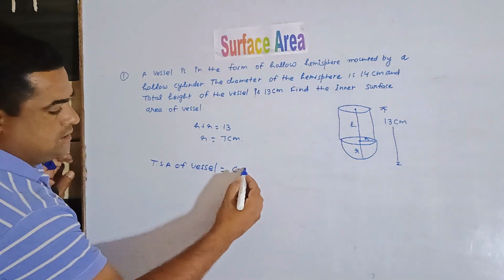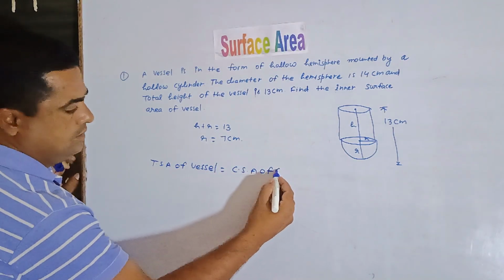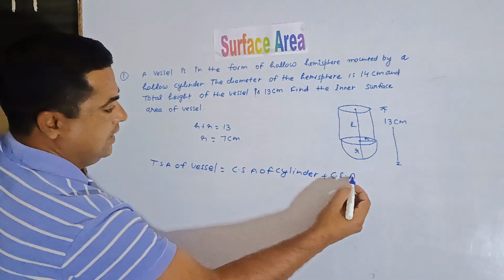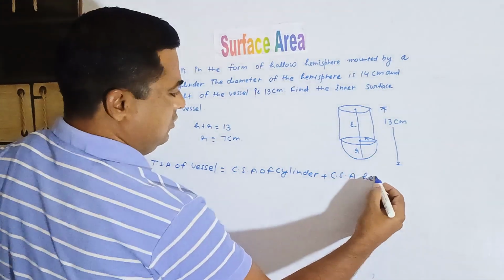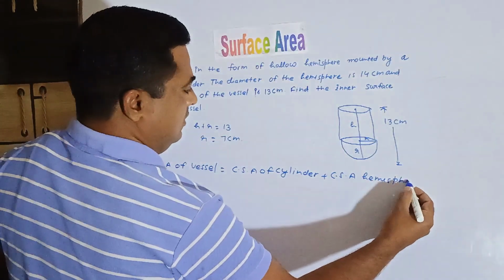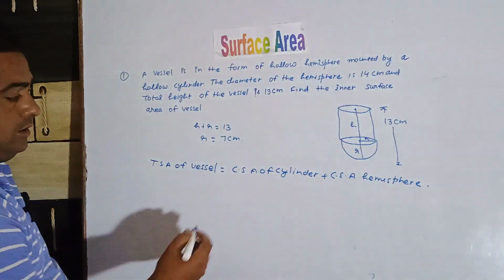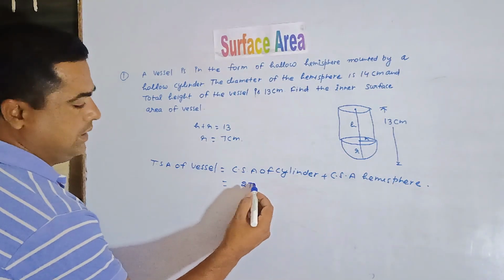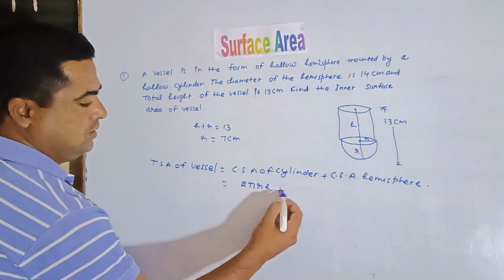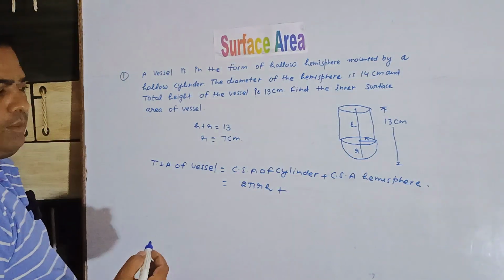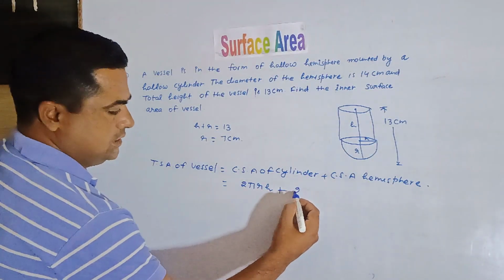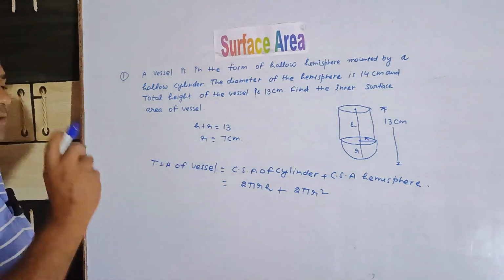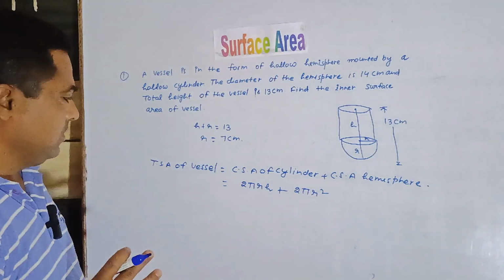This will be the CSA of the cylinder plus the CSA of the hemisphere. Students, now we know the formula for the curved surface area of a cylinder: 2 pi r h, plus the curved surface area of the hemisphere. We know very well this is 2 pi r square. Correct? So this will be the total surface area of this vessel.